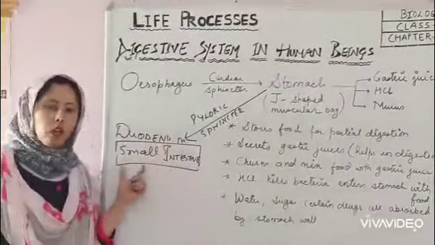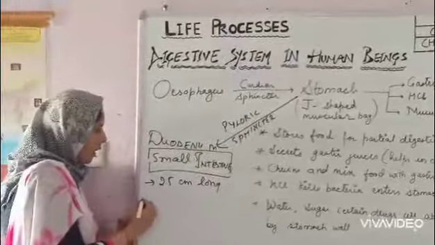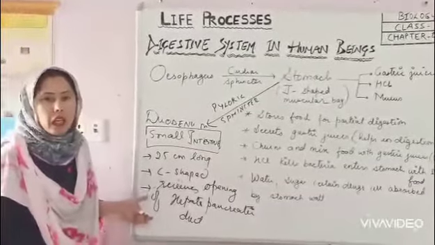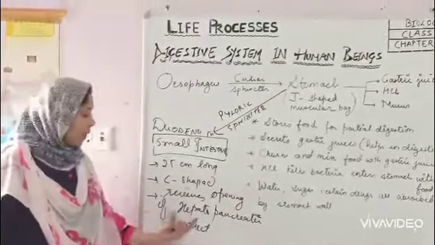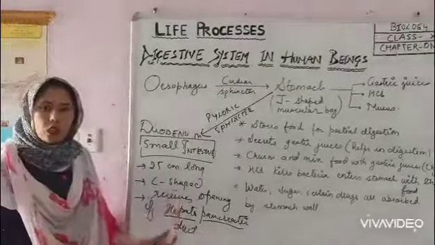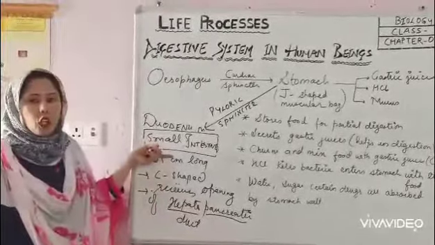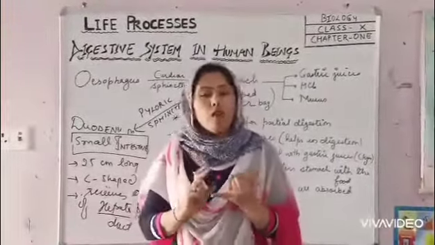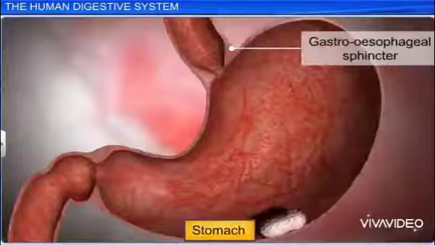Duodenum is a part of the small intestine. It is 25 centimeter long. It is C-shaped and receives the opening of the hepatopancreatic duct. This is the important function of the duodenum, because the juices are secreted by the hepato, meaning liver, and pancreatic, meaning pancreas. The secretions from the liver and pancreas are received by the duodenum for digestion. These secretions play a very important role in the digestion of fats and proteins.